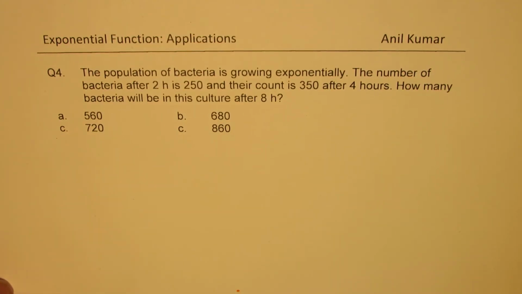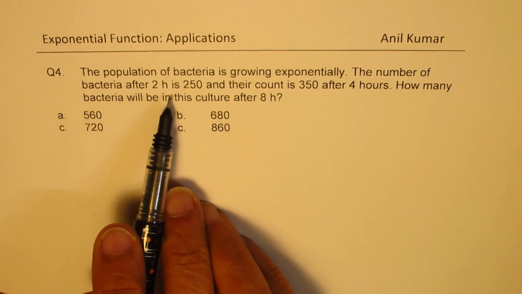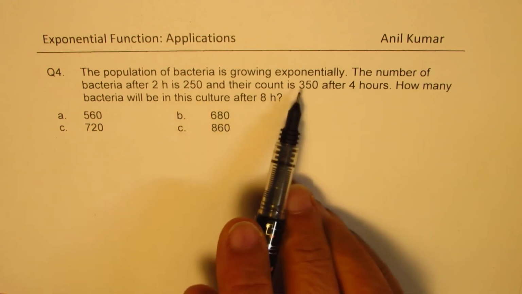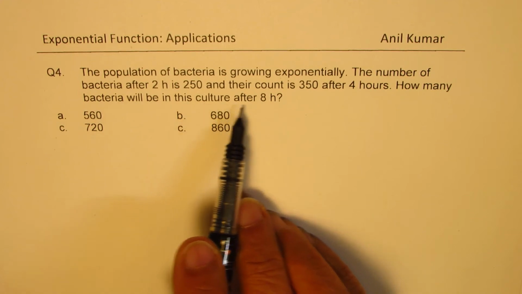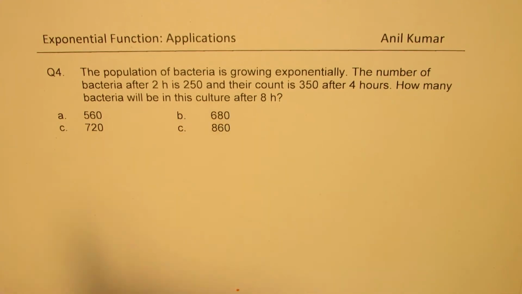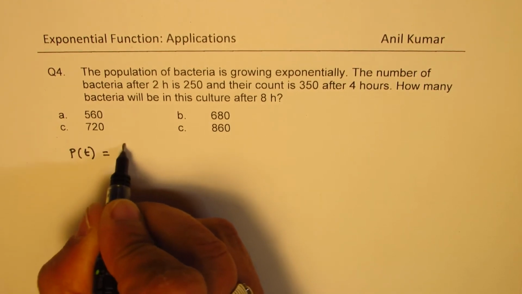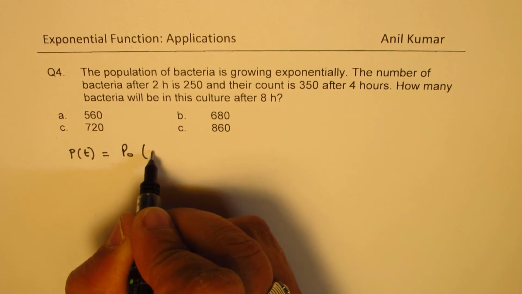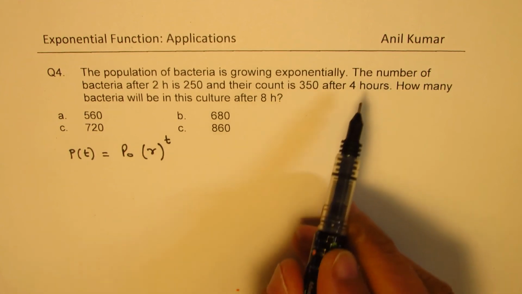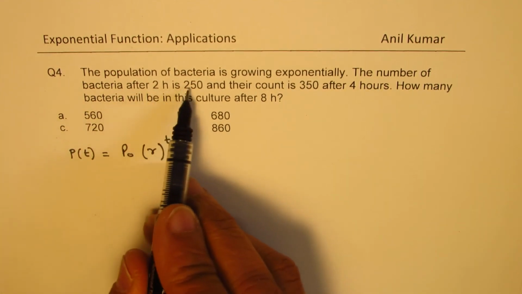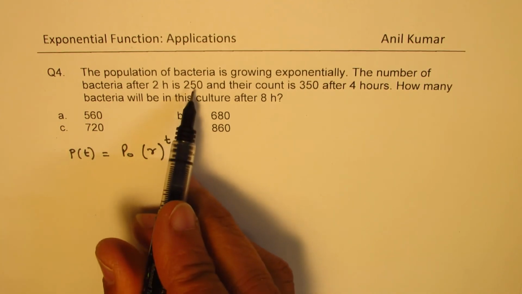Question number 4. The population of bacteria is growing exponentially. The number of bacteria after 2 hours is 250 and their count is 350 after 4 hours. How many bacteria will be in this culture after 8 hours? So this is relatively simple. It's exponential growth. So we write population at any time is equal to initial population times rate of growth to the power of t, right? So what we are given here is that the number of bacteria after 2 hours is 250. So P of 2 is given to us as 250, right?